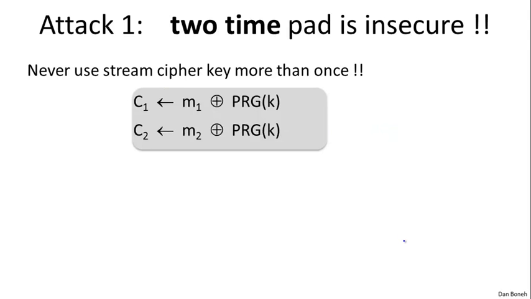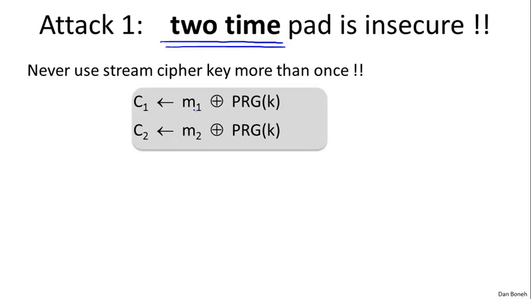The first attack I want to talk about is what's called the two-time pad attack. Remember that the one-time pad is called one-time pad because the pad can only be used to encrypt a single message. I want to show you that if the same pad is used to encrypt more than one message, then security goes out the window and an eavesdropper can completely decrypt encrypted messages. So let's look at an example.